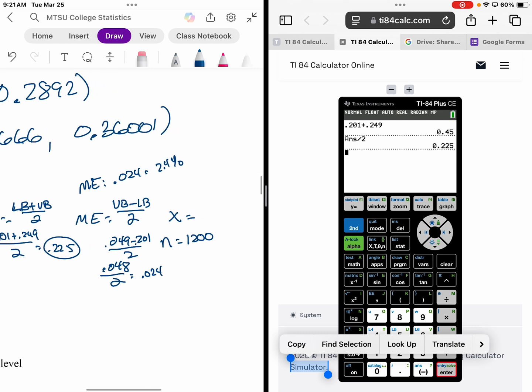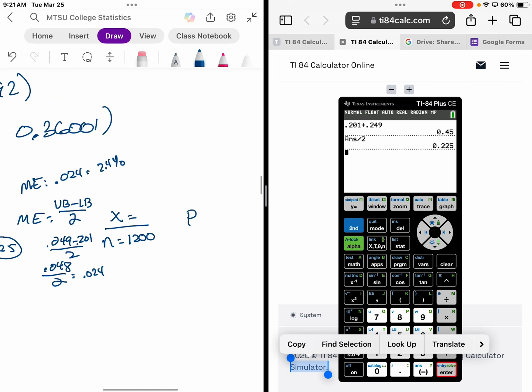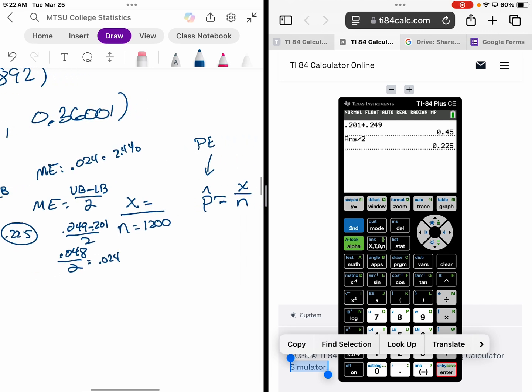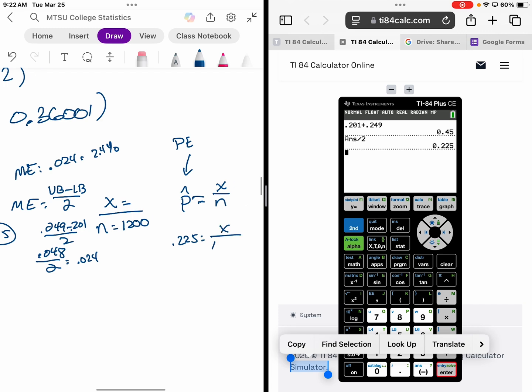And then the last thing they asked us to do in this part is to figure out, what is the X value based on the information given if we have a sample size of 1,200? This is where we have to remember that P hat is X divided by N. Now, we found P hat. That's our point estimate, our PE, that's the P hat. So we know that 0.225 is equal to X divided by 1,200. And then now all I need to do is solve for what X is.